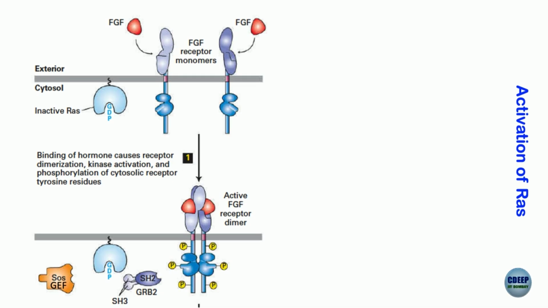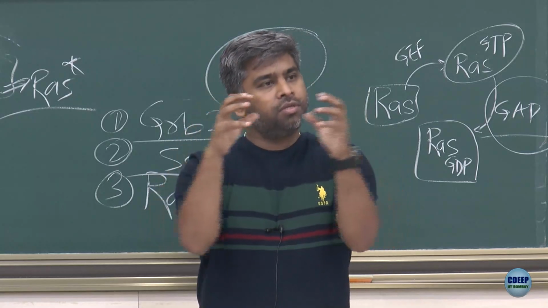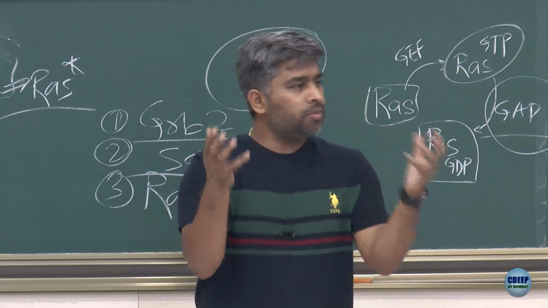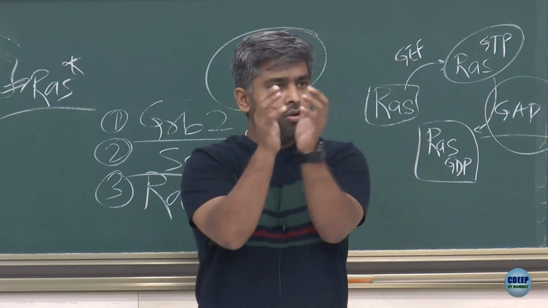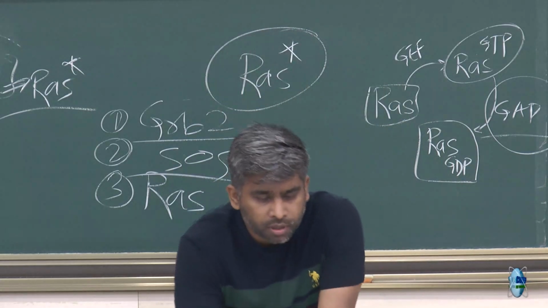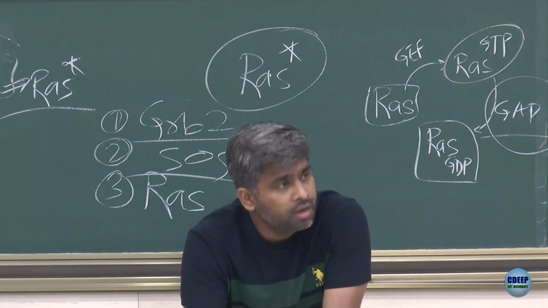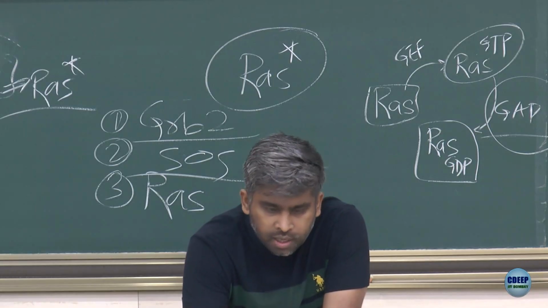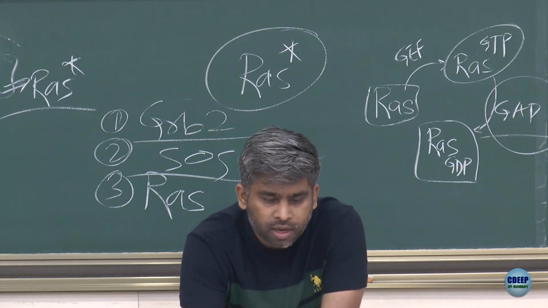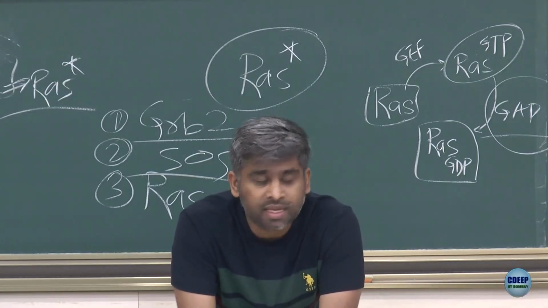What happens? Your ligand comes and binds to this. Whenever ligand binds to the receptor, by convention, receptor tyrosine kinases undergo dimerization, and then they phosphorylate the tyrosine residues, because these are receptor tyrosine kinases. These get phosphorylated. That is when your GRB2 comes. GRB2 protein is the scaffold protein.